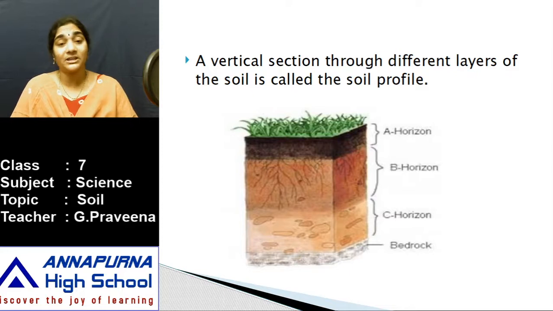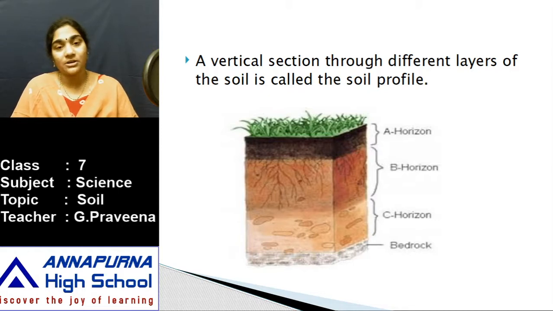Apart from that, this layer also consists of many living organisms. It gives shelter to many living organisms such as worms, rodents, and so on. In this top layer, you can find the roots of small plants embedded. So this layer is called the A horizon or the topsoil.